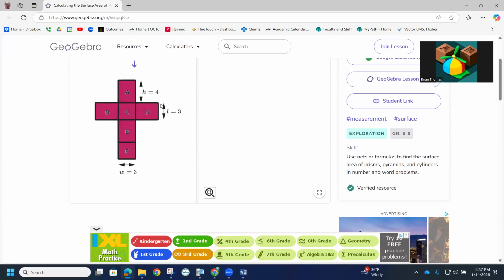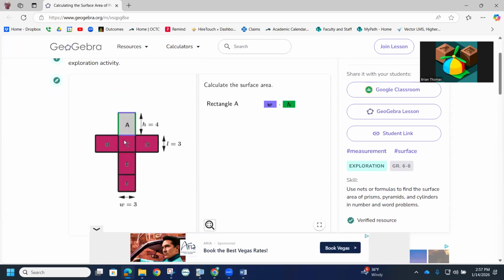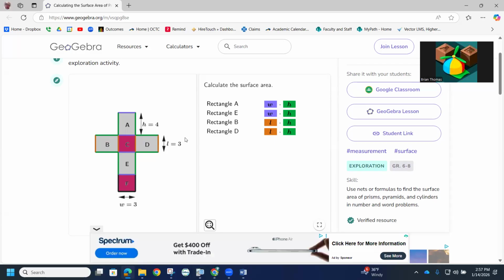Notice that these faces all have, let me click on all sections of the net. If I click on this section here, this section and this section are like the front and back. Notice how they have the same dimensions. The width times the height would represent their surface areas. Notice that B and D would represent the left side and the right side of the box. If I click on B and D, they're the same dimensions because that's the left side and right side. So that's going to be the length times the height.